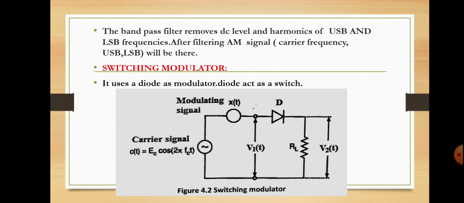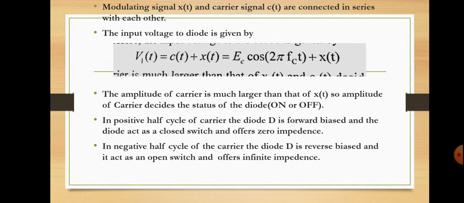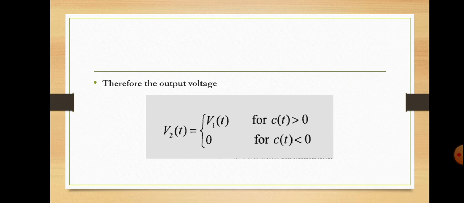At the output, what is the value of V2 of t? V2 of t will be equal to X of t plus C of t during the positive half cycle of C of t, and V2 of t will be equal to 0 during the negative half cycle of C of t. So V2 of t can be written as equal to V1 of t. What is V1 of t? V1 of t is the sum of modulating signal and carrier signal. That will be equal to C of t plus X of t. That means here the input signal is modified by adding the carrier signal to it.